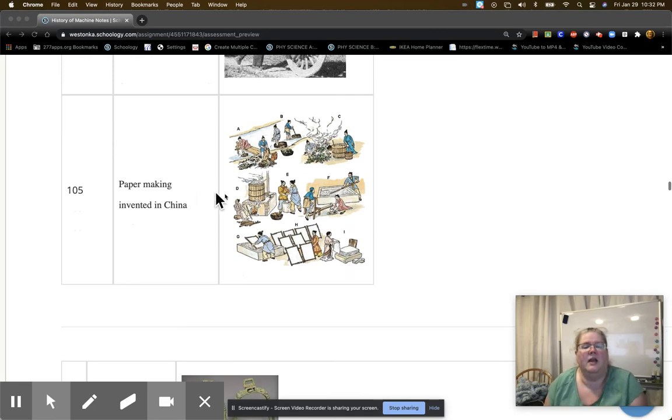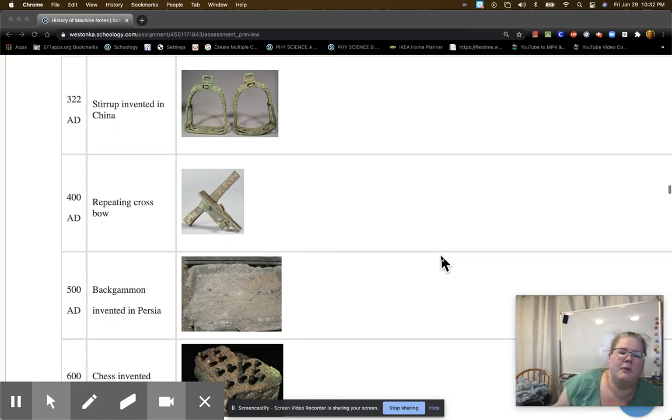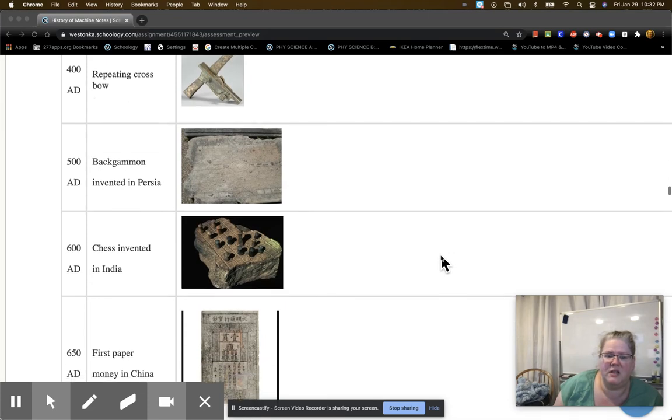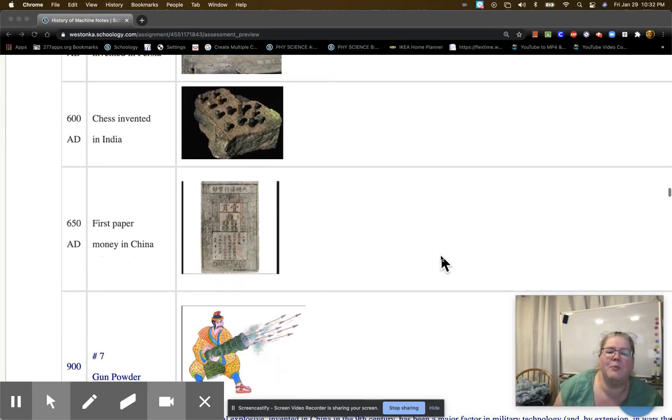Paper making, 105 AD. Now we're really looking at more, not just the fact that they figured out how to make paper, but to do it on much more massive scales, to have big production. The stirrup was invented, the repeating crossbow, backgammon was invented in Persia in 500, chess was invented in 600 in India, the first paper money in China.